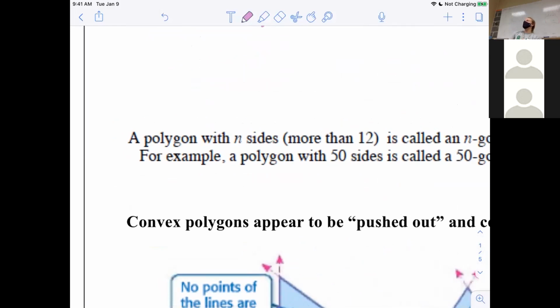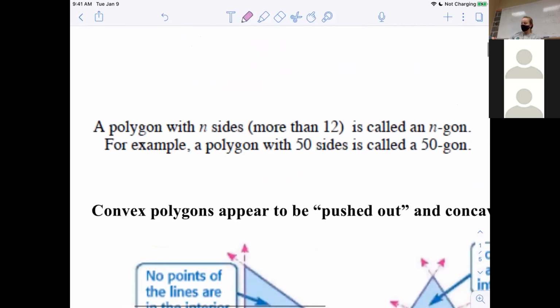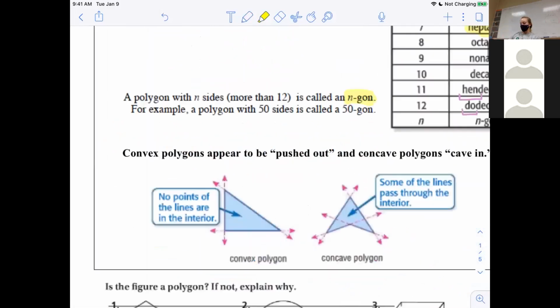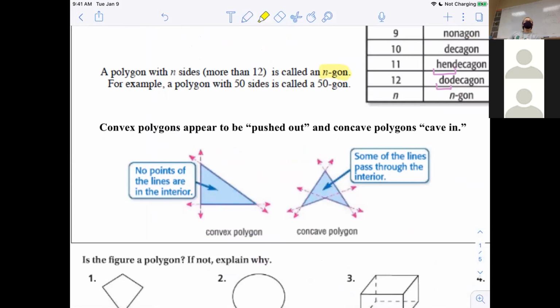All right, a polygon with n sides, anything more than 12 we just said is an n-gon, so remember that. I gave the example of 50, and then I also gave 3 other examples off to the side. Now, polygons are not just important by the number of sides they have. It also is important what kind of shape they are.